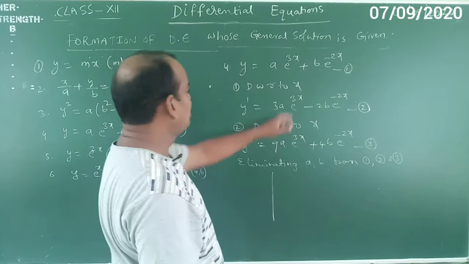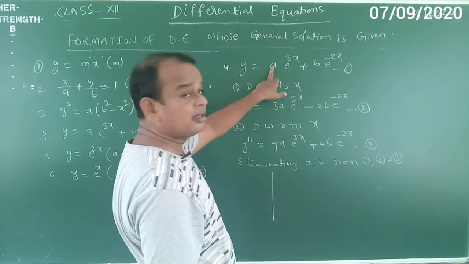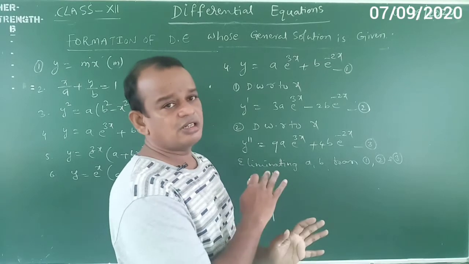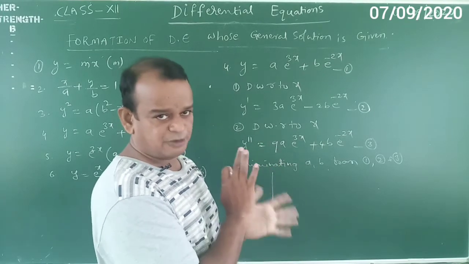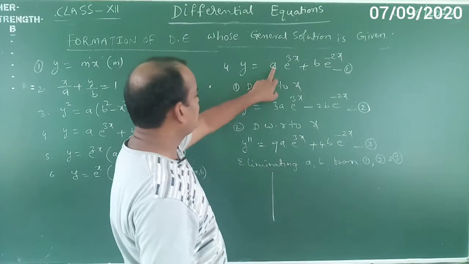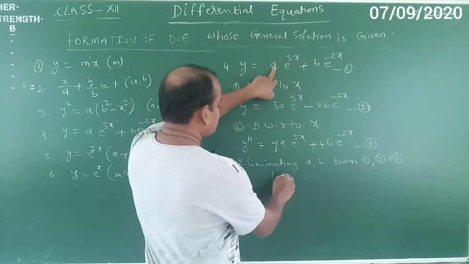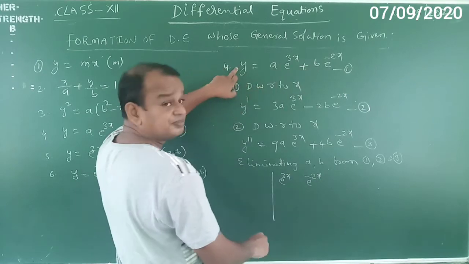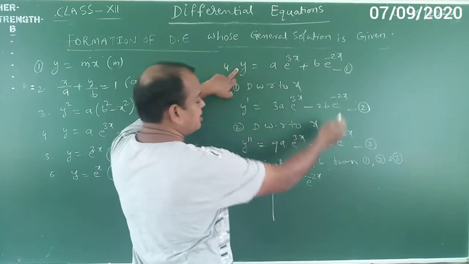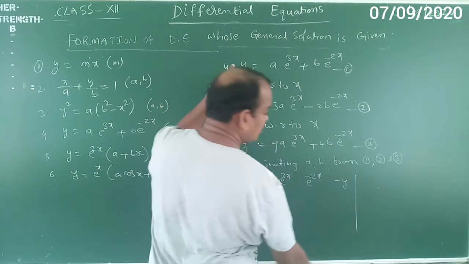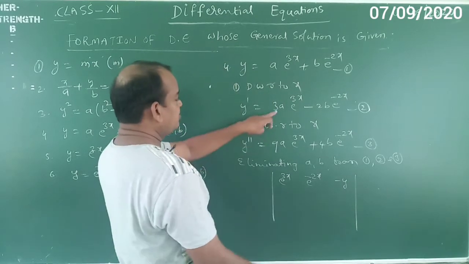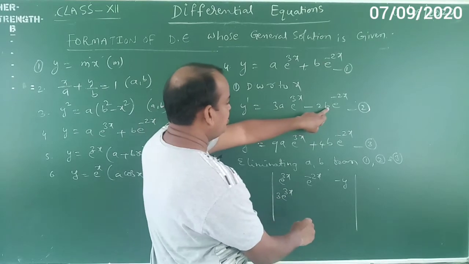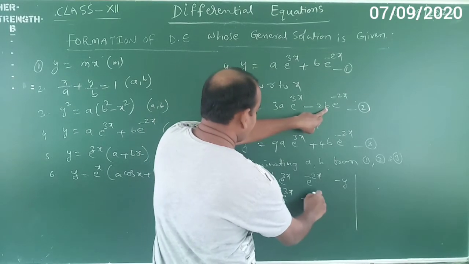First we will write, for every equation, the coefficient of a, the coefficient of b, and the constant other than a comma b. Consider a: what is the coefficient of a? e power 3x. What is the coefficient of b? e power minus 2x. And on this side, minus y. Here, the a coefficient is 3 into e power 3x, and the b coefficient is minus 2 into e power minus 2x.